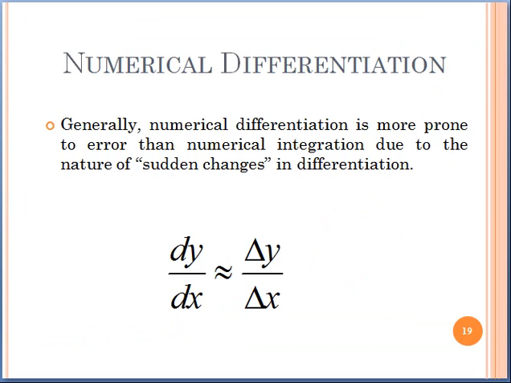Now numerical differentiation. Generally we see that numerical differentiation can have more errors compared to integration, because it has a nature of sudden changes in differentiation. So we approximate by using the del function, that is dy by dx is approximated as del y by del x.